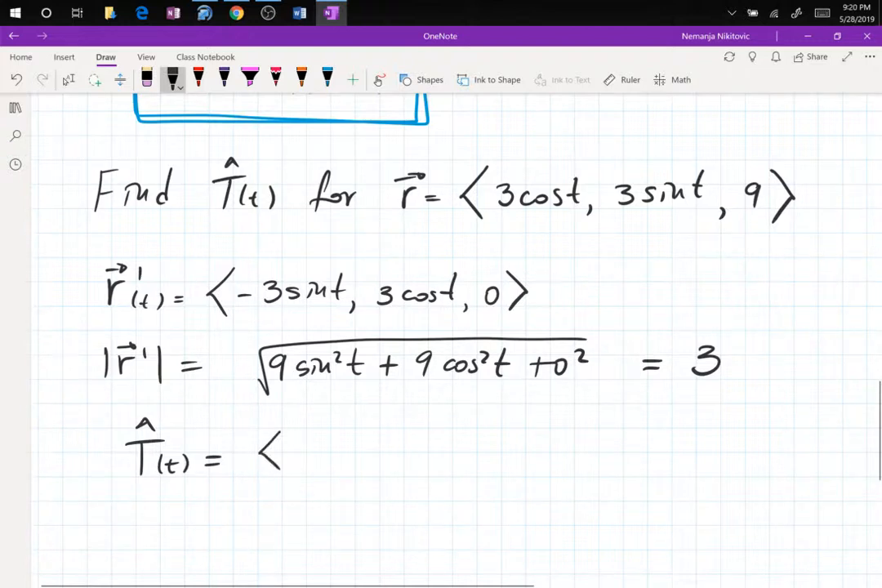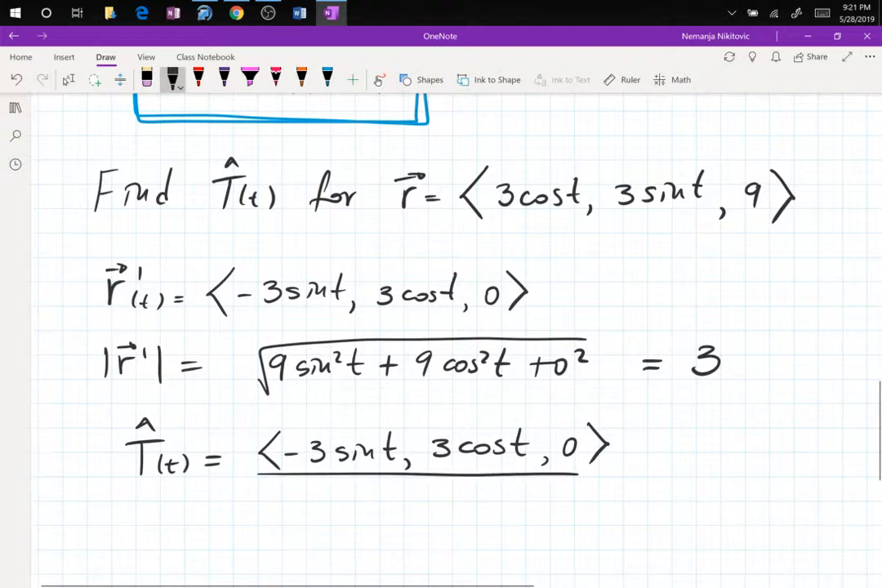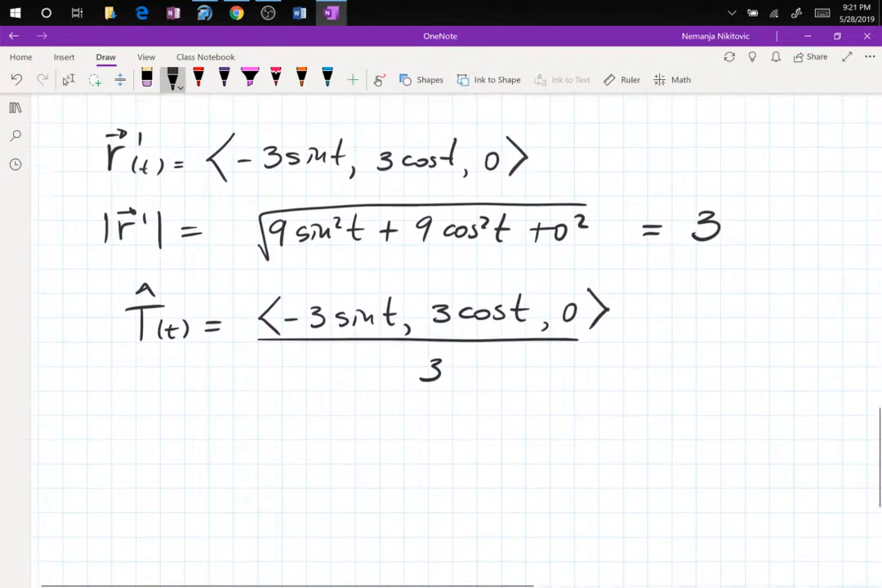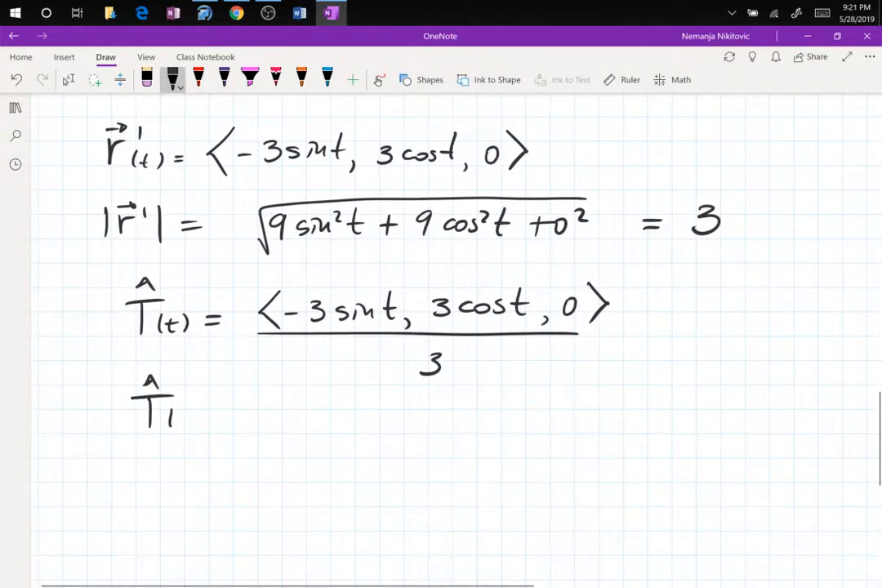So now we have negative 3 sine t, 3 cosine t, 0 divided by 3, and the T hat is negative sine t, cosine t, and 0.